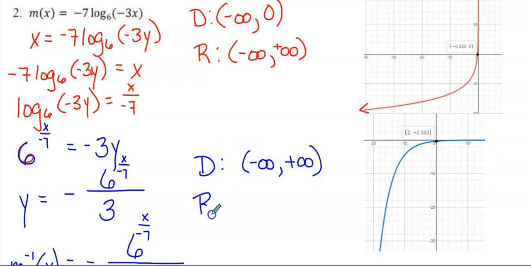The range is starting down here at negative infinity and it stops at 0. It's a little bit different than before.